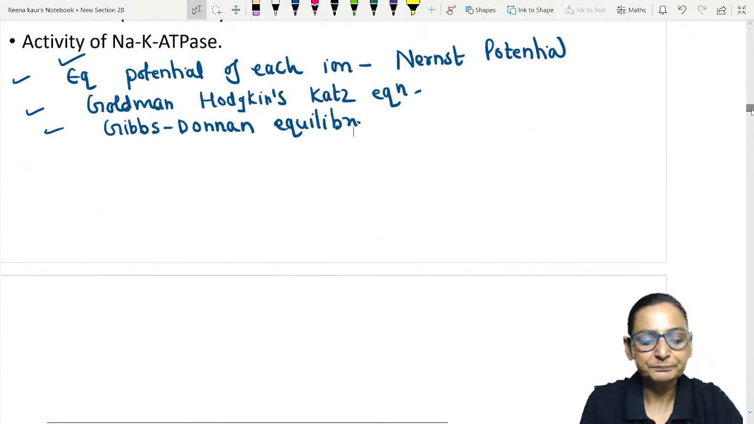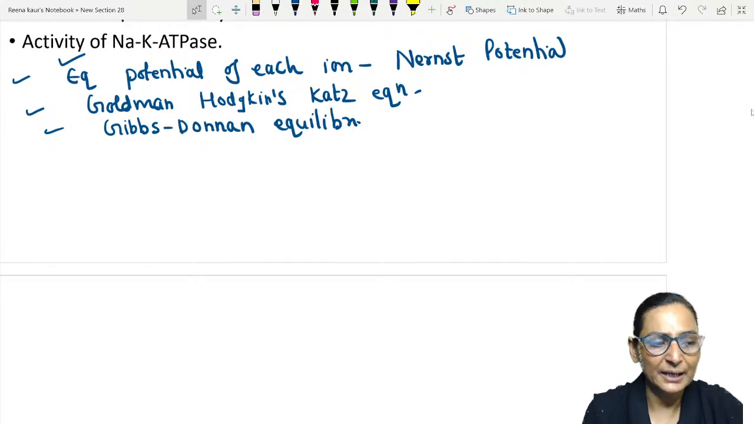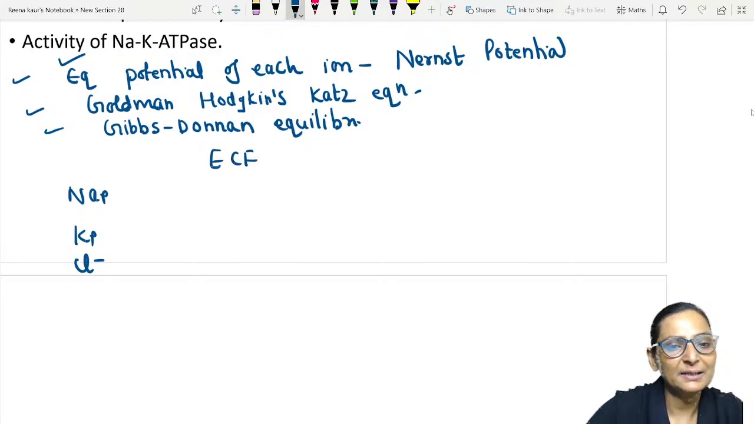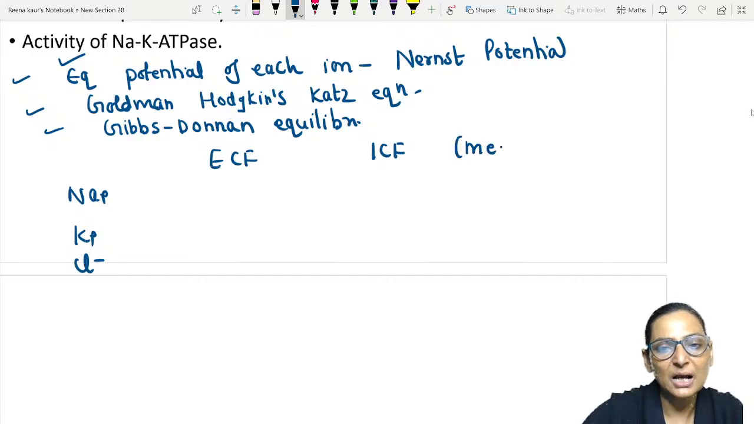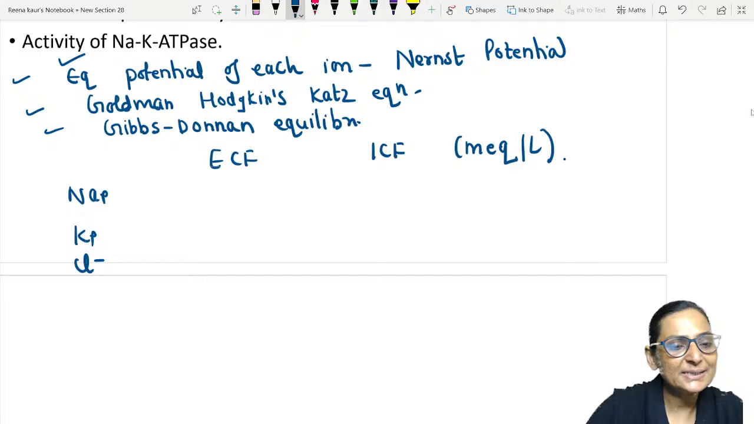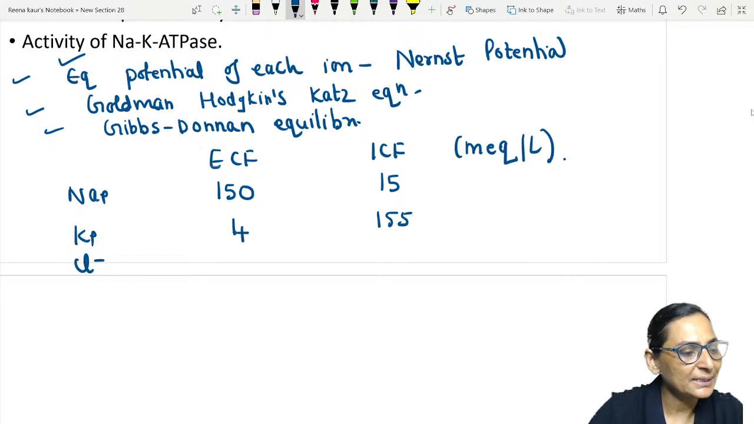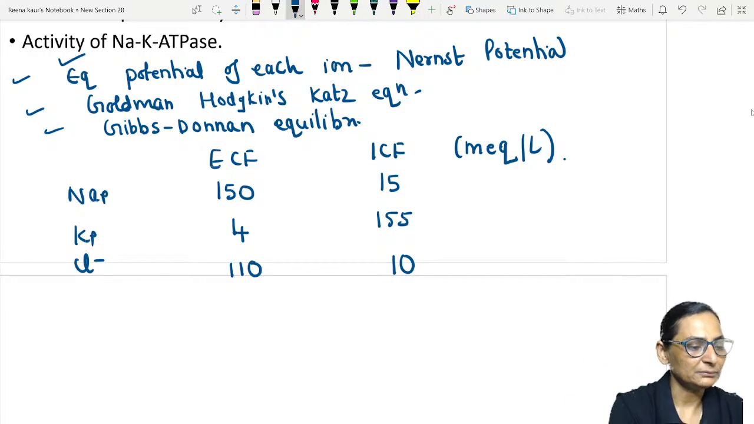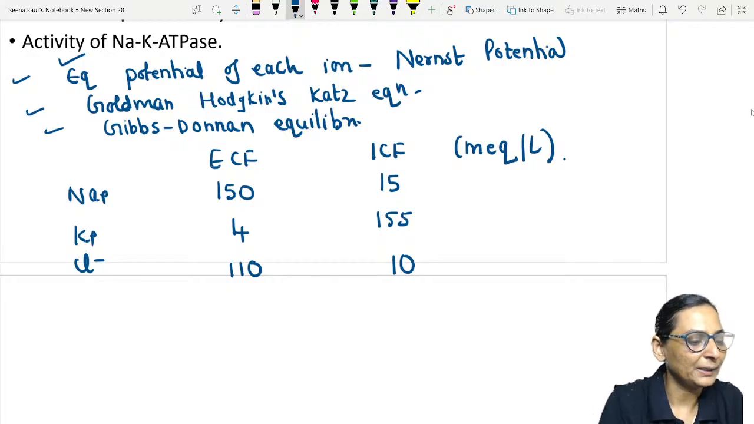Now if you look at the concentration of these ions, sodium, potassium and chloride, how much is there in the ECF and how much in the ICF? The values are in milliequivalents per liter. In the ECF sodium is around 150 and 15 in the ICF, whereas potassium is more in the ICF, around 155, and 4 in the ECF. Chloride is also more in the ECF, that is 110, and around 10 in the ICF. So this will make clear what the movement is going to be when the channels open.